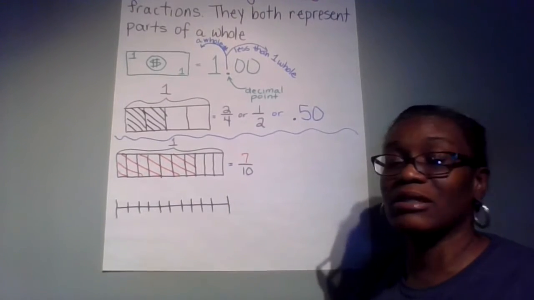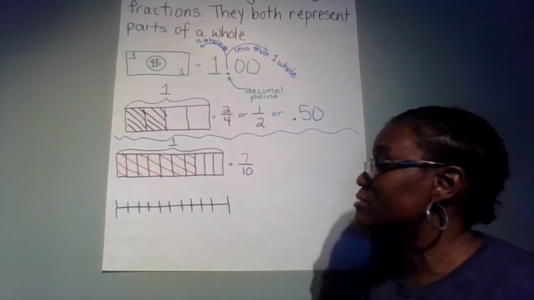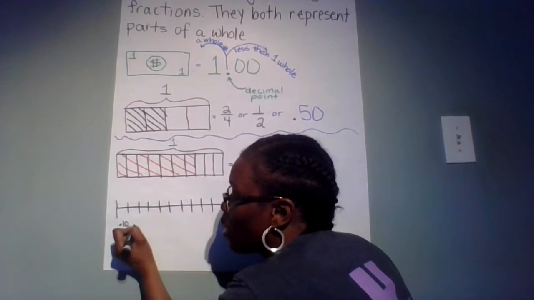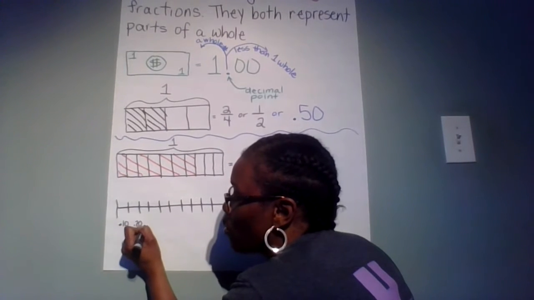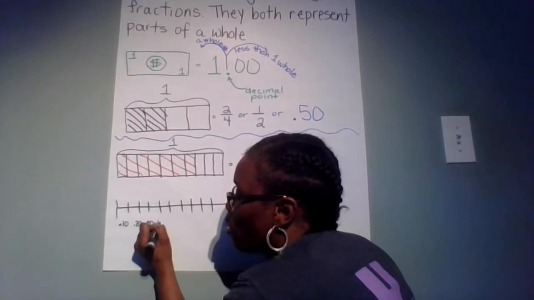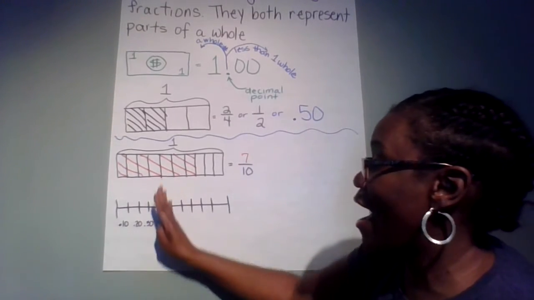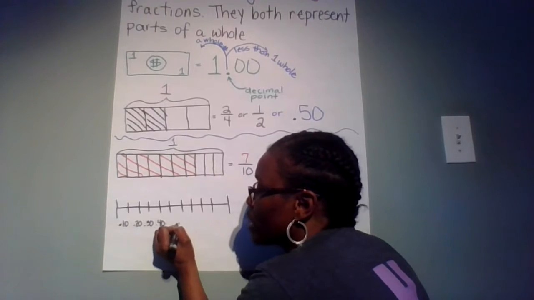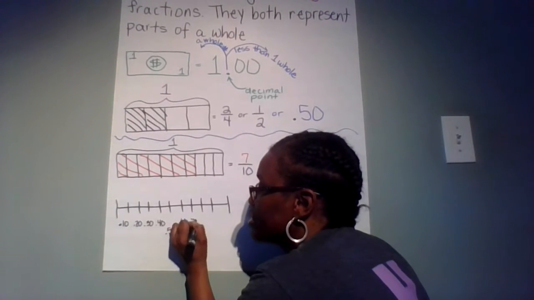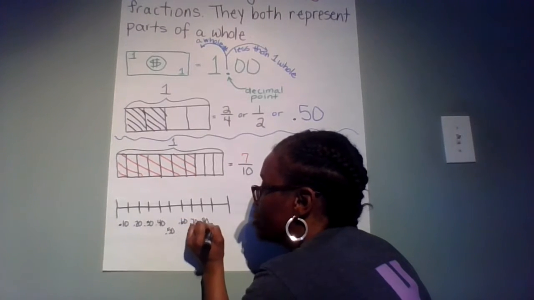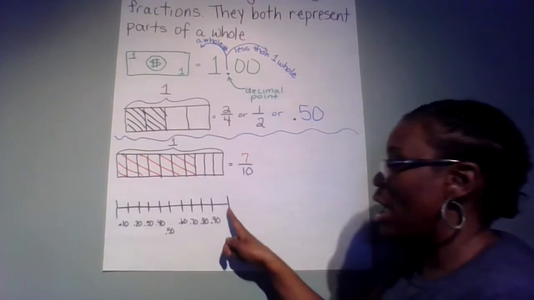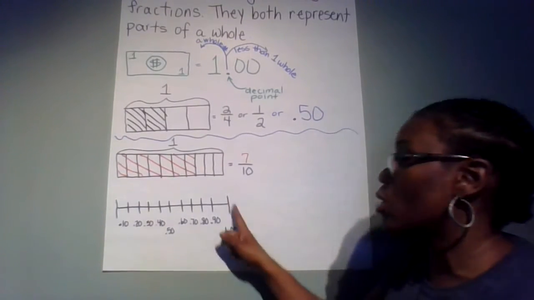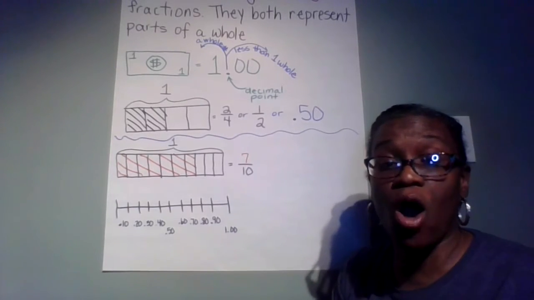And now I'm going to label it as a decimal. So if I was to label it as a decimal, it would be 0.10, 0.20, 0.30, 0.40. My halfway mark would be 0.50, 0.60, 0.70, 0.80, 0.90, and my number on my end would be 1.00 to indicate that it is one whole.